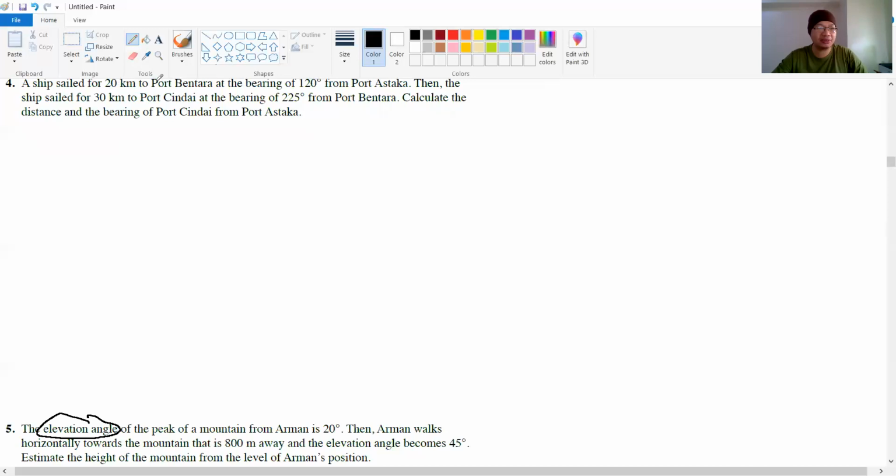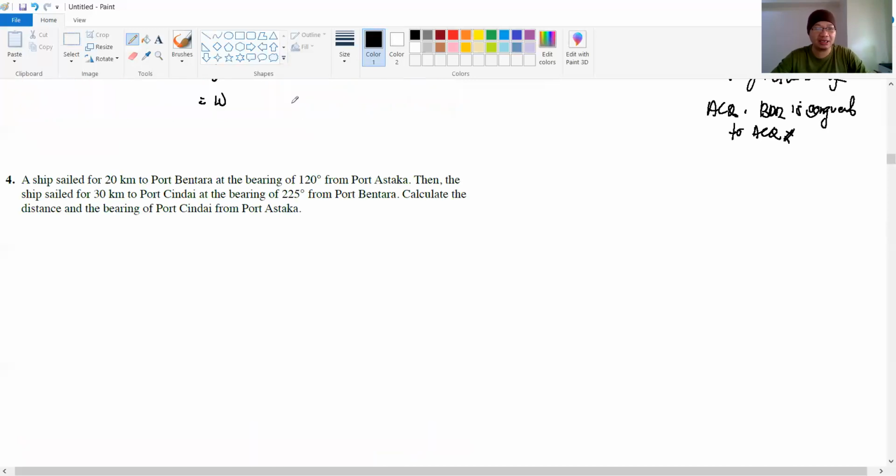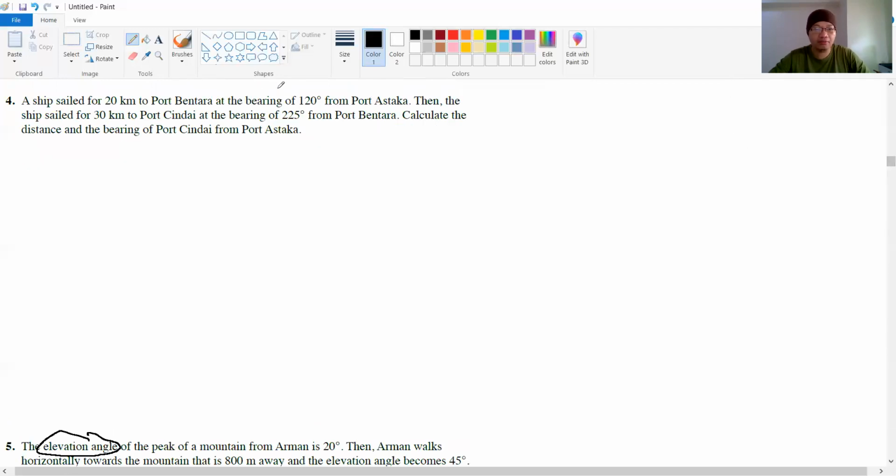Okay, a ship sails 20 km to Port Bentara at the bearing of 120 degrees from Astaka. Okay, let's draw. This is Bentara. And then it sails at a 120 degree bearing from Astaka. That means like this. This is Astaka. I label it as A here. Okay. So 120 degrees from Astaka. Is that correct? This one. From Astaka. Oh, sorry. It's reversed. This is reversed. This one. Okay. Let me undo.